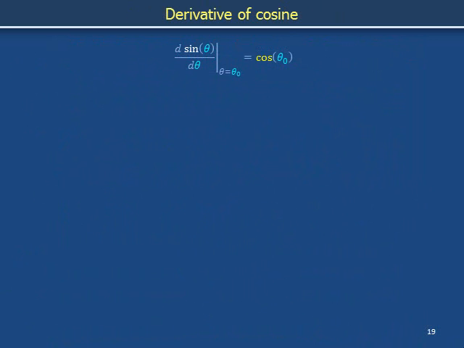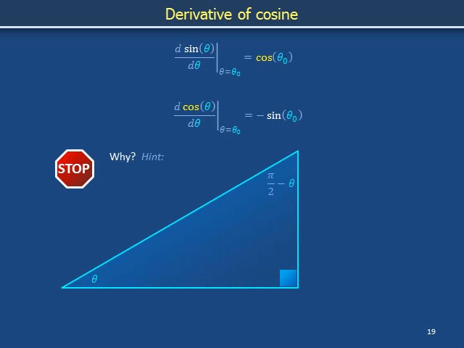From knowing that the derivative of sine is cosine, we can determine that the derivative of cosine is negative sine. Why? Here's one way to begin a response. Consider the right triangle with angle theta, or just as well with angle pi over 2 minus theta. The leg that is adjacent to the label for theta is also the leg that is opposite the label for pi over 2 minus theta. Hence, cosine of theta equals sine of pi over 2 minus theta.